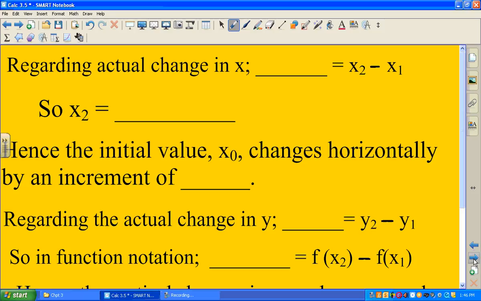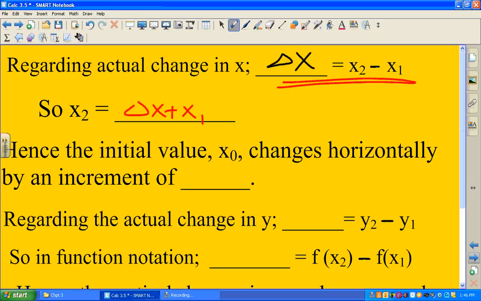What is the actual change in x? What's our notation? Delta x. Very good. So, what does x2 equal? Solve this for x2. Delta x plus x1. No, there's no values on this slide yet.